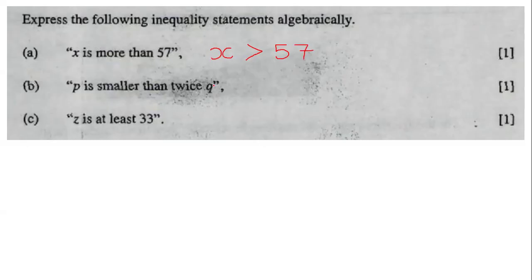P is smaller than twice Q. P is less than 2Q. 2Q, very good. I said 2Y. P is less than twice Q. All right. So number 1, number 2. And then Z is at least 33. Z is greater than or equal to 33. Very good. Greater than or equal to 33.